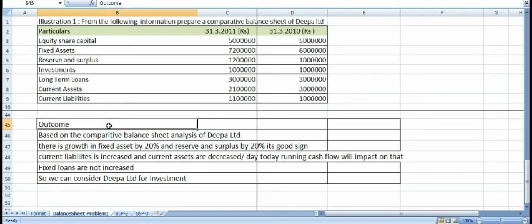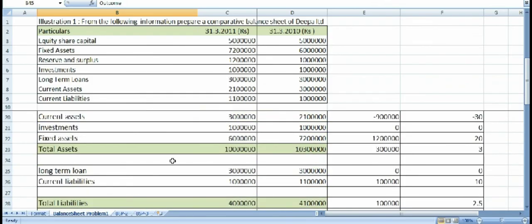Based on the comparative balance sheet analysis of Deepa Limited, there is a growth in the fixed asset by 20%. First, we have to check the fixed assets. There is an improvement from 60 lakh to 70 lakh. Percentage of change is 20%. So the company has invested an amount in buying a new set of fixed assets. It can be land or equipment, some fixed asset they have bought. So that shows a good sign.